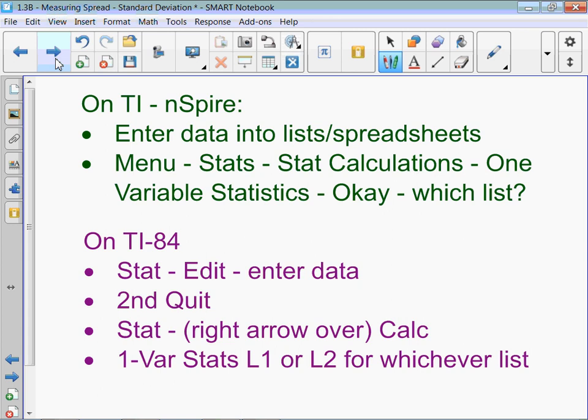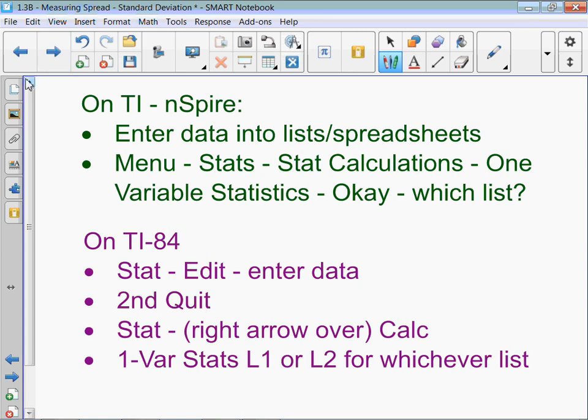If you have the Inspire, after you plug it in, you can just move your cursor to a blank box on the spreadsheet, and then you just hit menu, stat calc, one variable statistics, okay, and then which list. So you have to put in what you titled your list, males or females. You can also do the one variable stats on the blank screen if you have the Inspire. But I usually just do it in the grid, so just arrow over to a blank box, and then you can do that same thing.